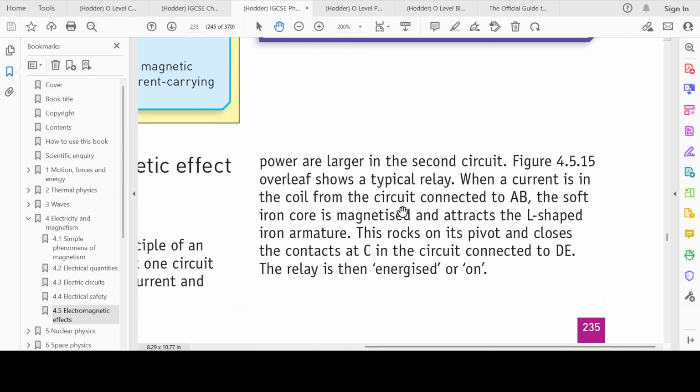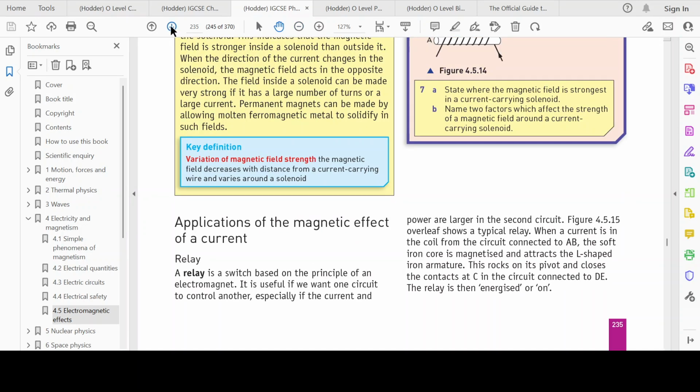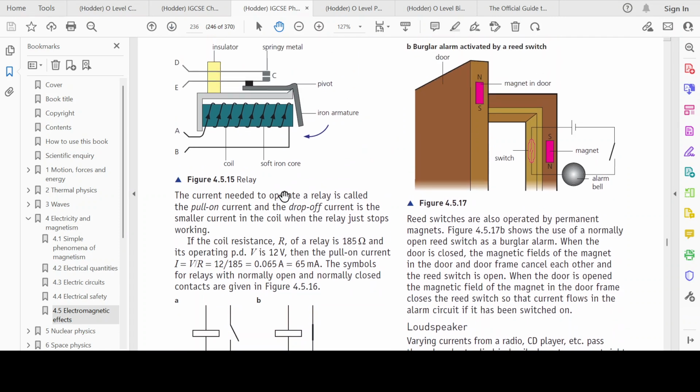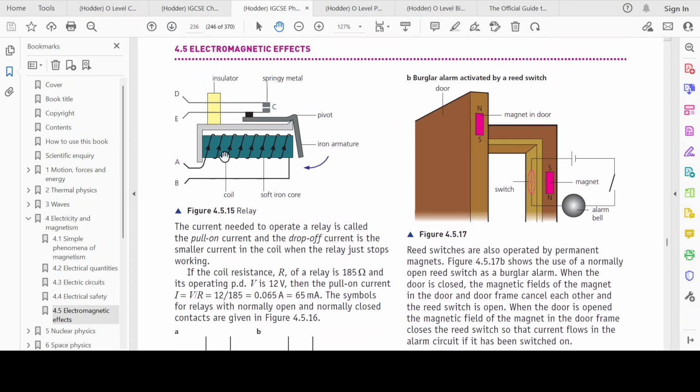So coming back over here, this rocks on its pivot and closes the contact C in the circuit connected to DE. The relay is then energized or on. So this is how it works: one circuit controlling another circuit.